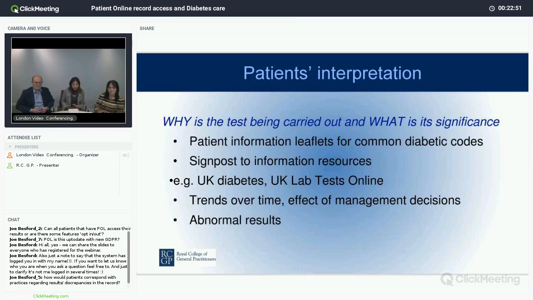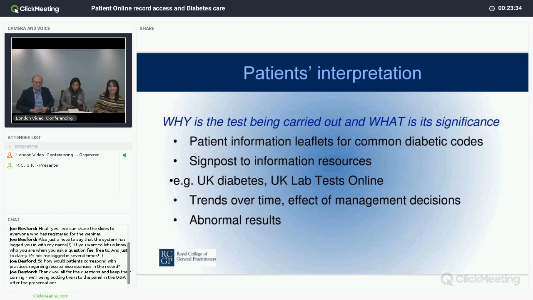There are ways that you can go about this. So you can have a verbal conversation with the patient, but you can also provide a patient with a patient information leaflet when they sign up to Patient Online, which just tells them the common diabetic tests that are regularly carried out in general practice and what targets to aim for. You can also signpost them to online resources such as UK Diabetes or UK Lab Tests Online. Both of these also give a lot of information on why common tests are carried out and the ranges of targets to aim for.